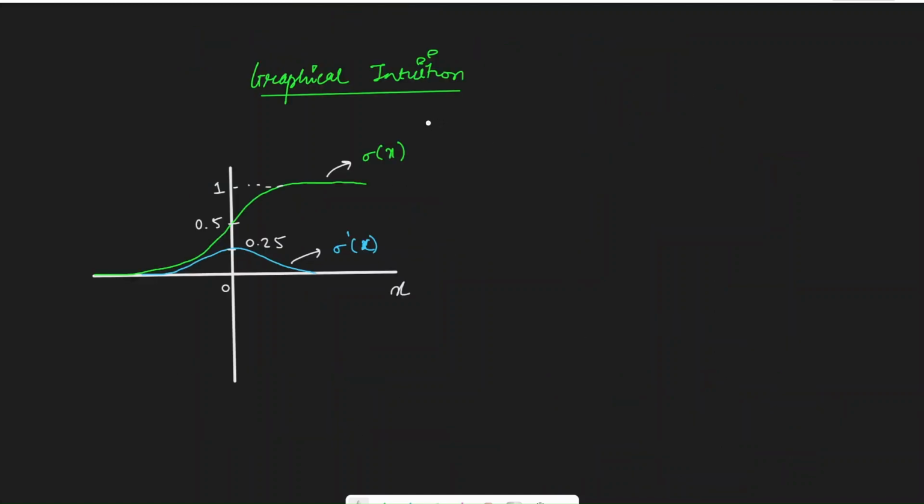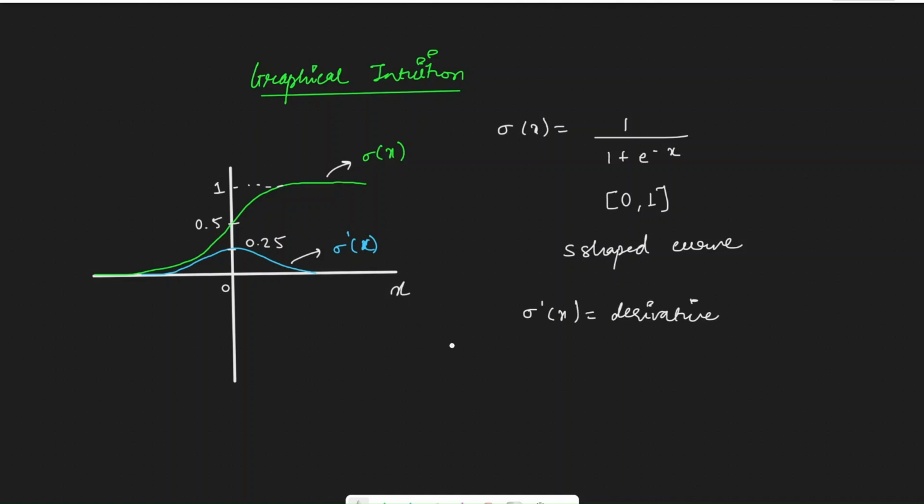Now let us talk about the graphical intuition of sigmoid function. So we know that this sigmoid function is 1 upon 1 plus e to the power minus x, and we know that it ranges between 0 and 1. So that's why the graph is like this. It is an S-shaped curve because you can see here an S shape is being formed, and we know that sigma dash x is derivative of sigmoid function, and always remember that the derivative of sigmoid function will be between 0 and 0.25, as you can see from the diagram here as well. So when x is equal to 0, then the derivative of sigmoid function will be equal to 0.25, and at all the other places it will follow this type of curve which is shown in blue color.